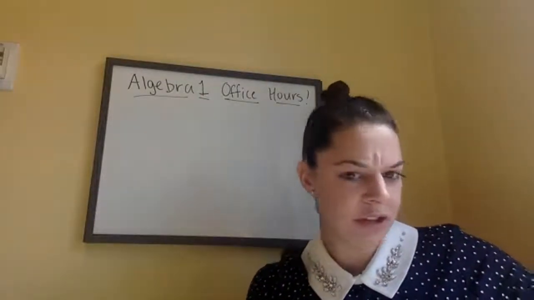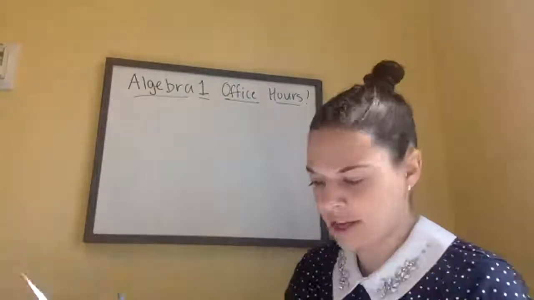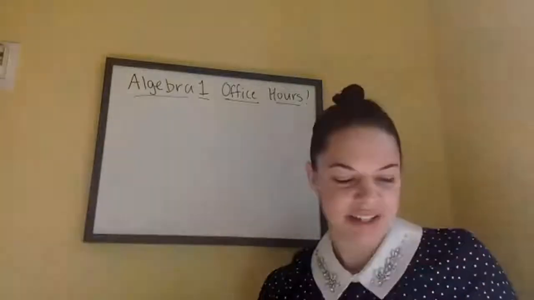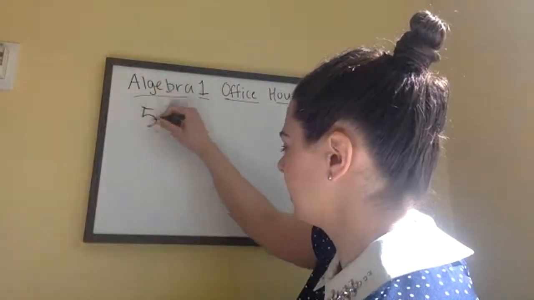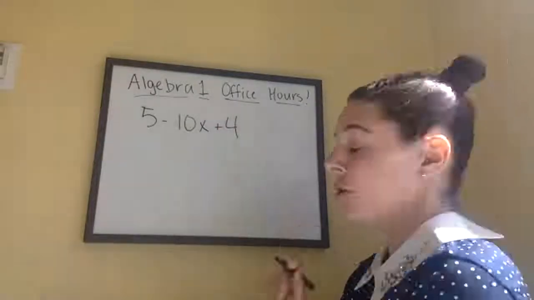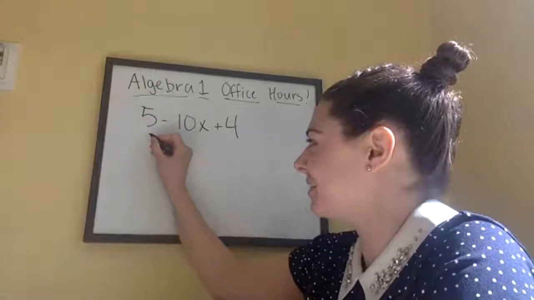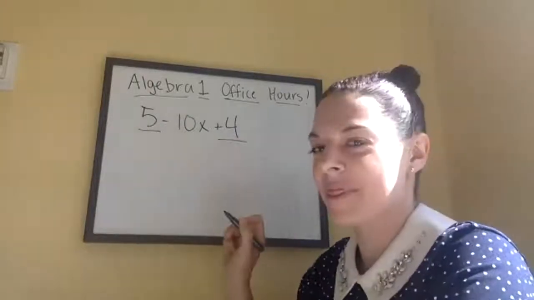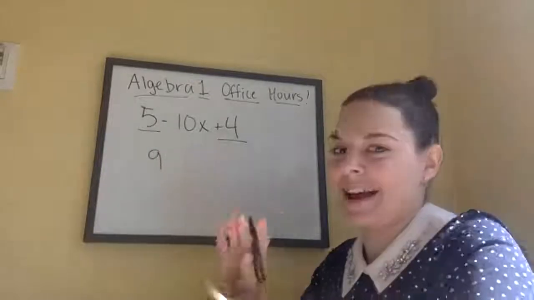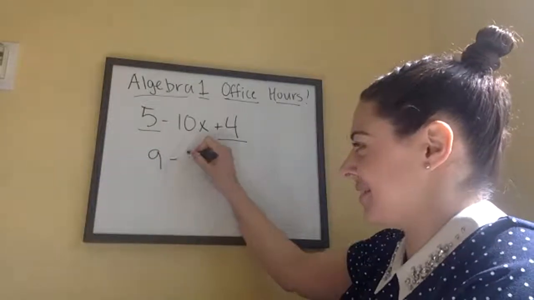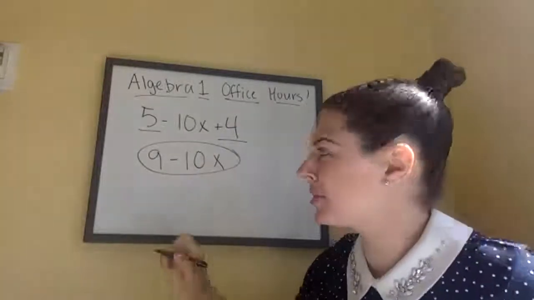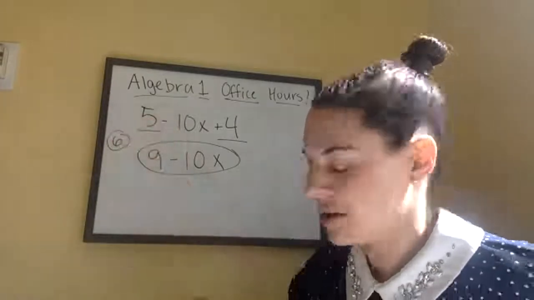All right, if we take a look at this first packet, let's do a combining like terms problem. I like problem number 6. It says 5 minus 10x plus 4. The only things that are like terms that I can combine are the 5 and the plus 4. 5 plus 4 gives me 9. This minus 10x, I can't do anything with it, so I'm going to leave it as minus 10x. So that is the final answer for problem number 6 on the front of packet number 2.